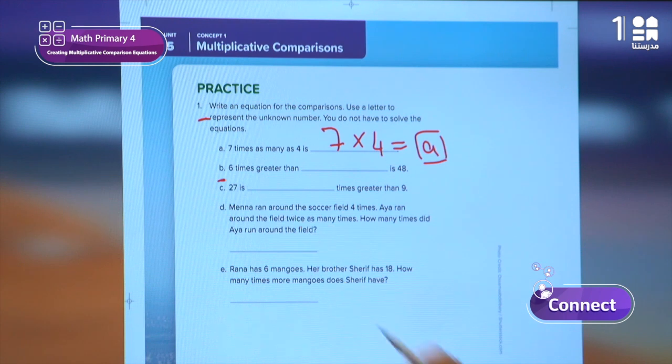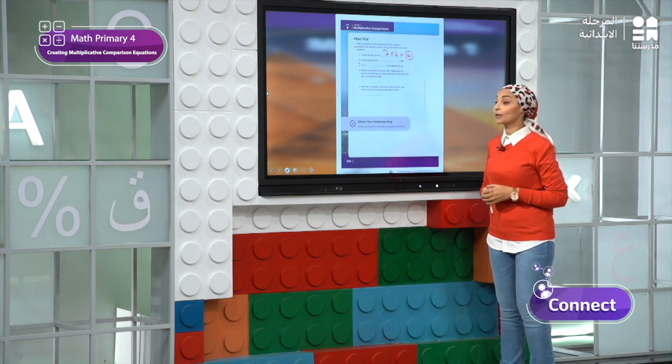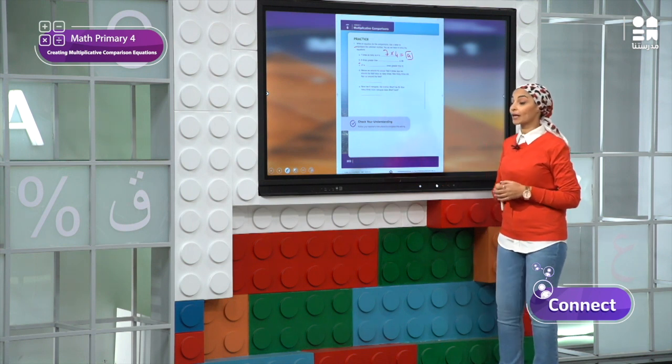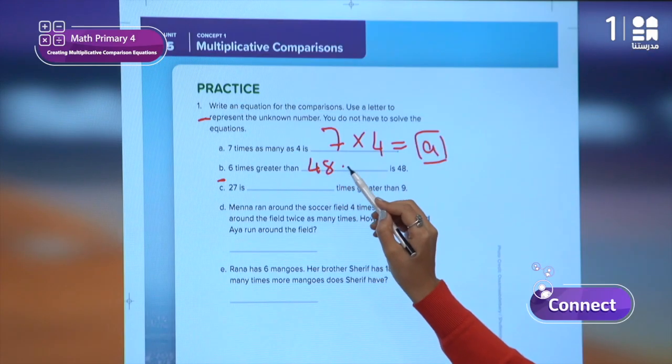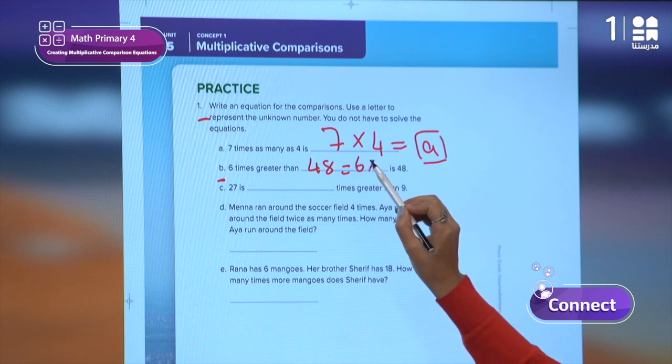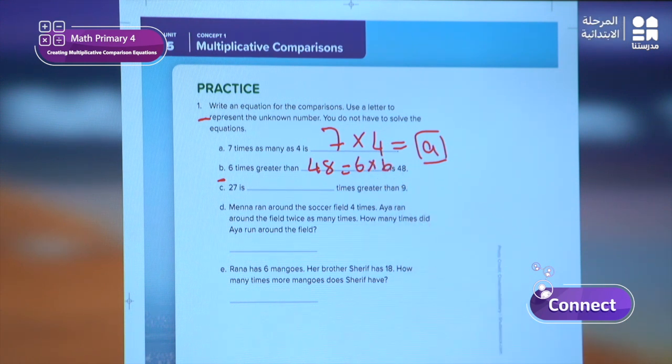Let's move on to problem number 2. We are asked to write an equation that expresses that 48 is 6 times a missing number. What does the question tell me? 6 times what is 48. How do I write my equation? It is exactly like saying 48 equals 6 times what? The missing number I will write as the letter B.